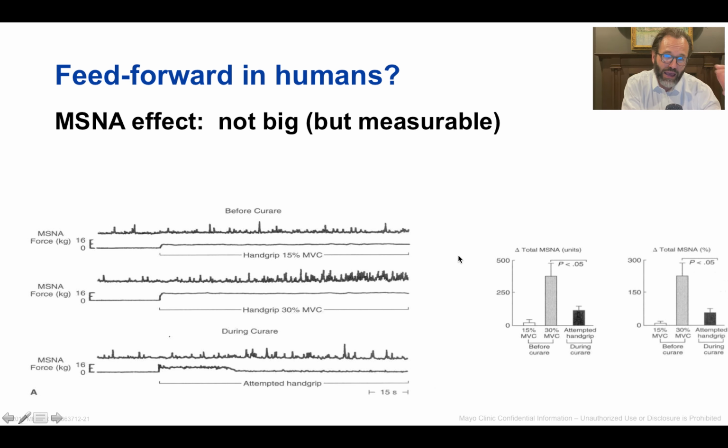Now, that's great for the cat, but then the question becomes, what about humans? When we look at muscle sympathetic nervous activity, that can be measured in humans invasively using microneurography. But here you can see, when we're looking at MSNA, we've got hand grip at either 15% of maximum voluntary contraction or 30% of maximum voluntary contraction. Under normal conditions, at 15%, we really don't get a huge muscle sympathetic nervous system response. But with 30%, we do.